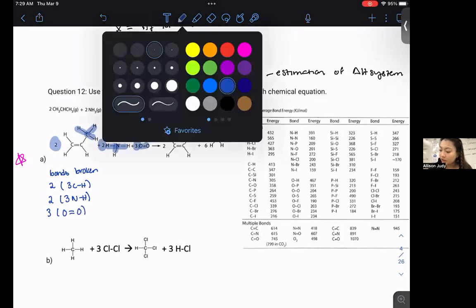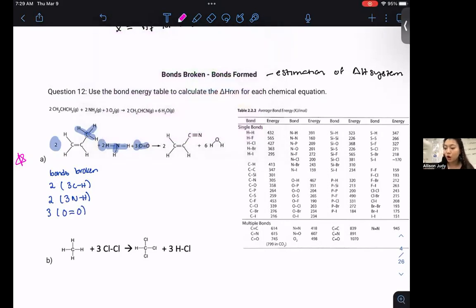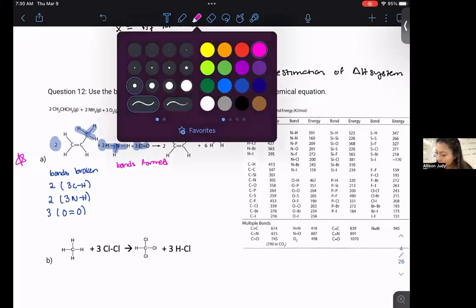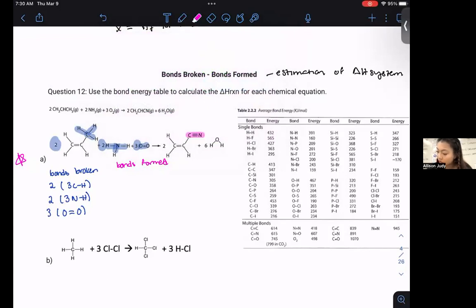Now let's identify the bonds formed, and then we'll put this into our overall equation. Bonds formed: we are going to see that we have a C≡N bond formed, and we get 2 moles of that C≡N bond formed based off the stoichiometric ratio. So 2 C triple bonded N is formed. And then we also see that O-H bonds are formed at a 6 molar ratio. So we'd say 6 moles of O single bonded H bonds are formed.